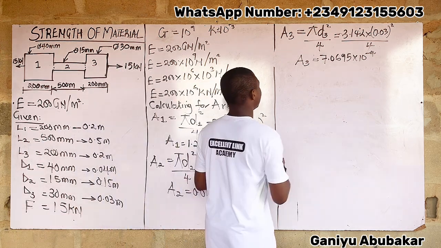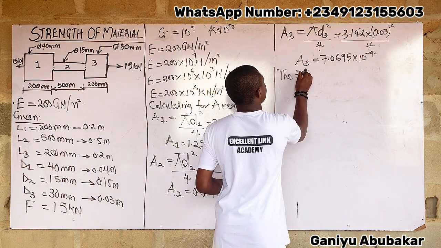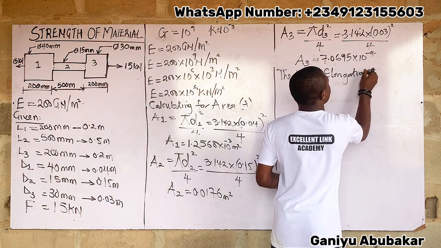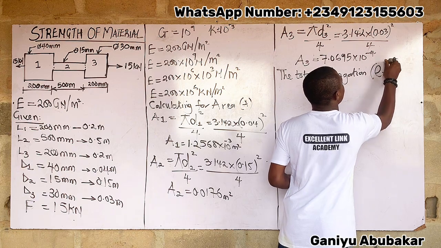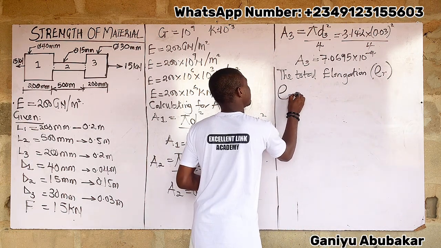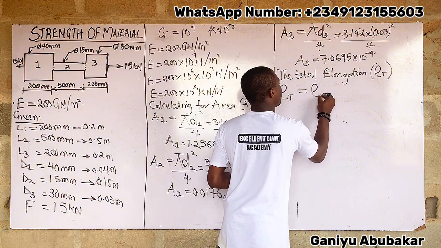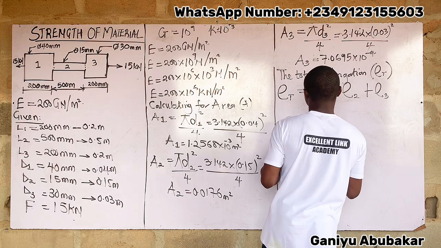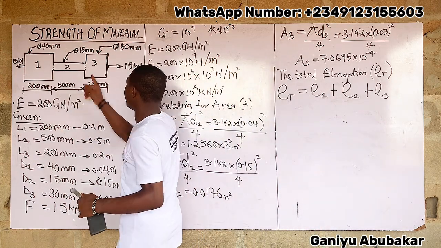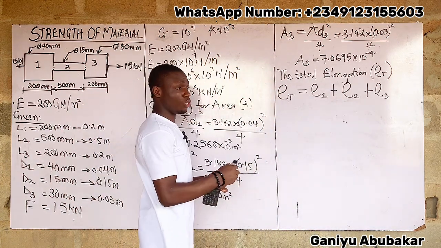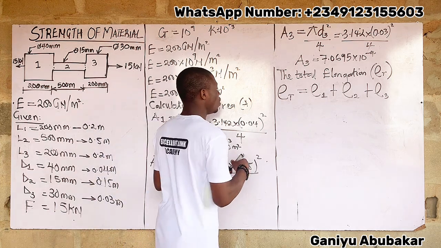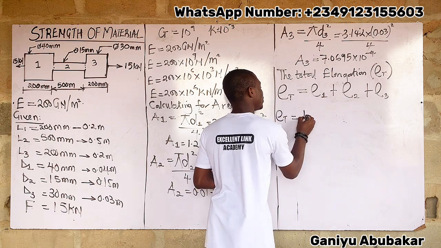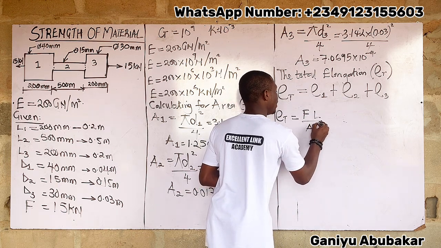So at this point, the total elongation, that's ET, will be equal to E1 plus E2 plus the elongation at section 3, because I have 3 sections there: 1, 2, 3. That becomes the total elongation. Now, how do I properly solve this? Elongation itself is FL over AE.